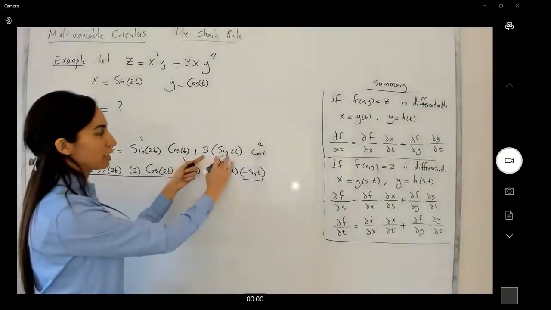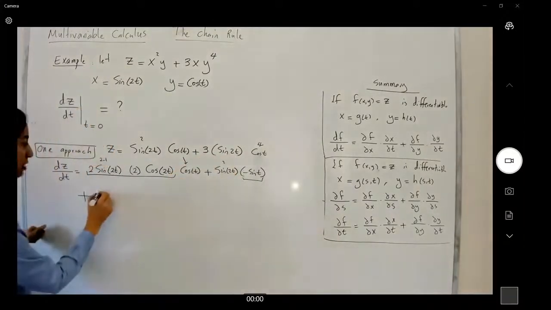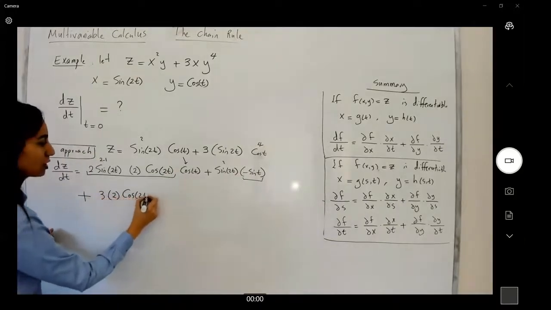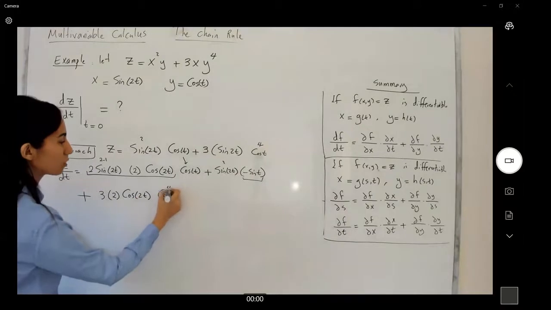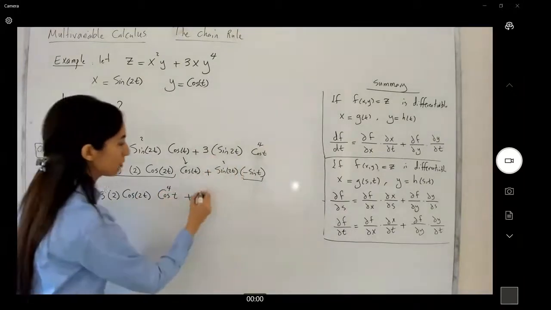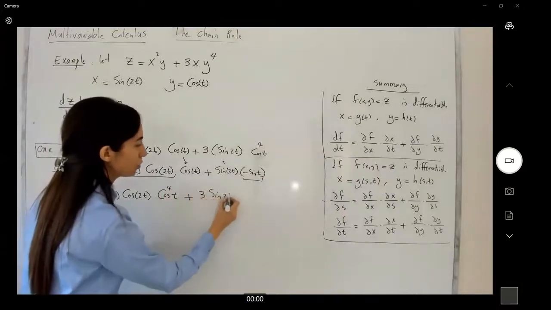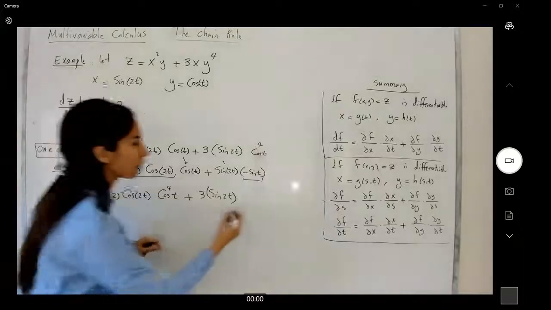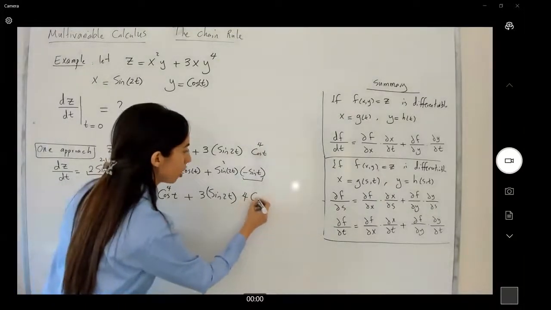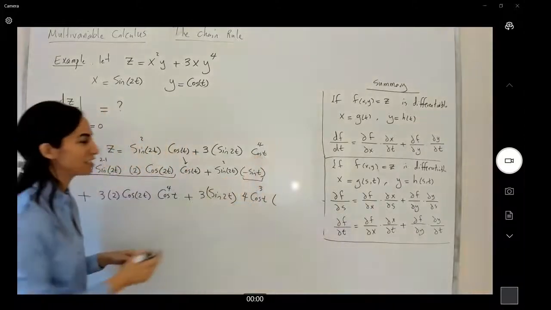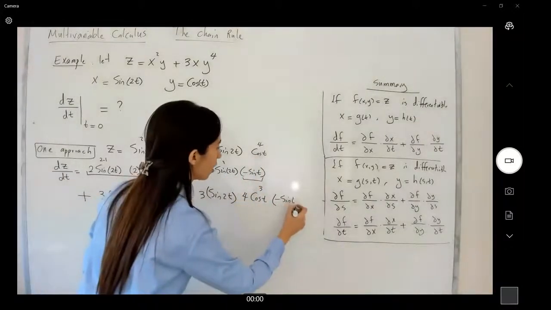The derivative of 3 sine 2t is 3 times 2 cosine 2t times cosine to the fourth t, plus 3 sine 2t times the derivative of cosine to the fourth. So you get 4 times cosine to the third, and times the derivative of cosine, which is minus sine t.